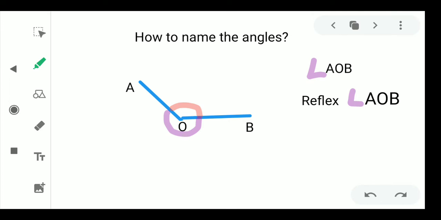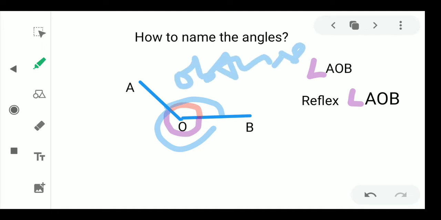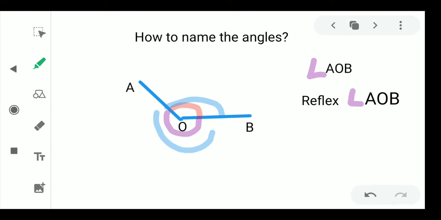Here angle AOB is showing two angles, one at the inner side and the other one at the outer side. Inner side it forms an obtuse angle. At the outer side it forms a reflex angle. So the inner one is the obtuse angle AOB and the outer one is reflex angle AOB. Reflex angle measures greater than 180 degrees.